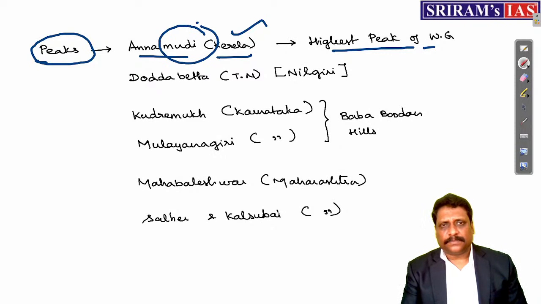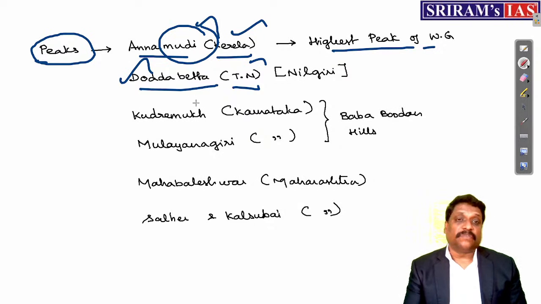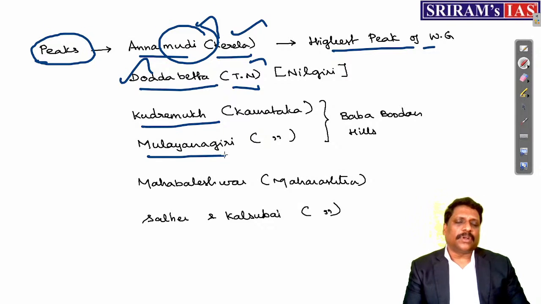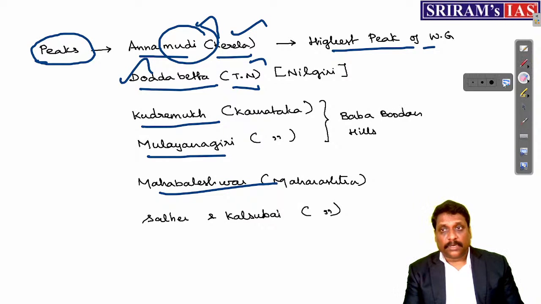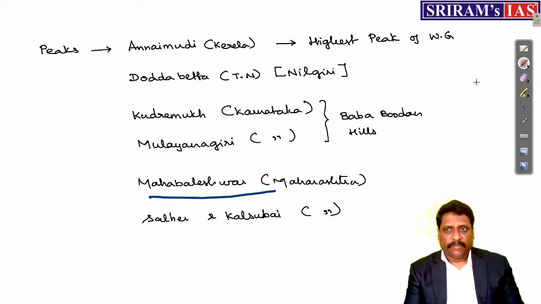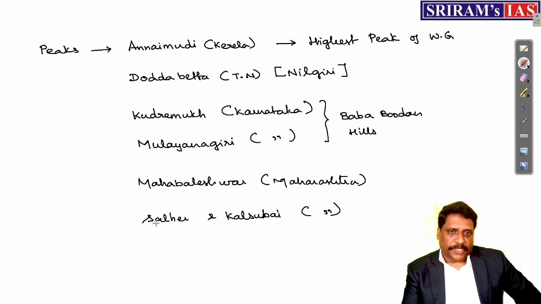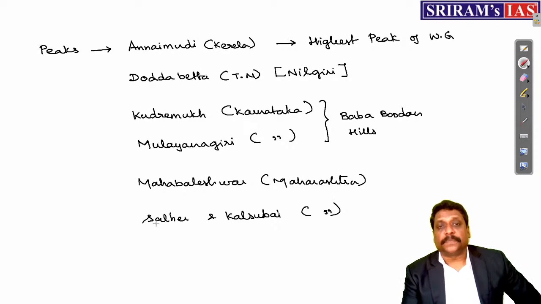Mudi means a point. Okay. Then, slightly north of it, Doddabetta. Doddabetta, politically in Tamil Nadu, is the second highest peak of the Western Ghats. Then further, if you move slightly north, you find Kudremukh and Mullayanagiri of Karnataka. And further, my dear friends, in Maharashtra, you have some very important places, Mahabaleshwar. Very important because this is one place from which almost six rivers originate, including the second largest river of peninsular India, the Krishna. Then you have peaks like Salher and Kalsubai, again part of Maharashtra.